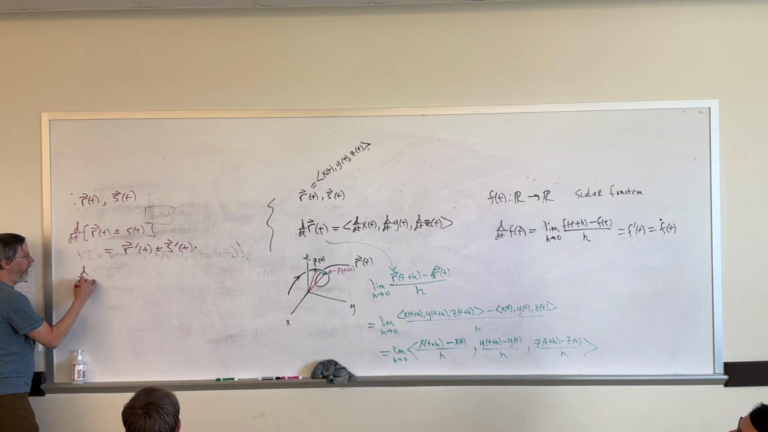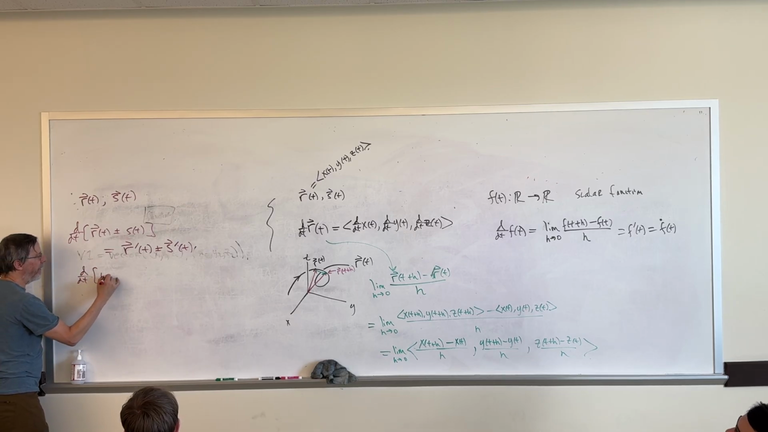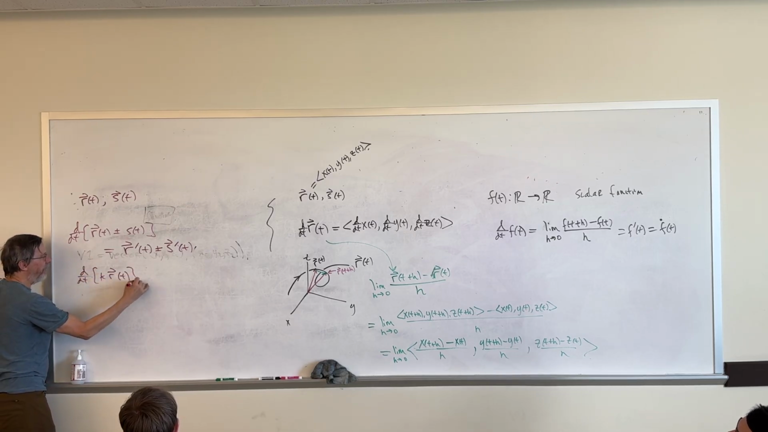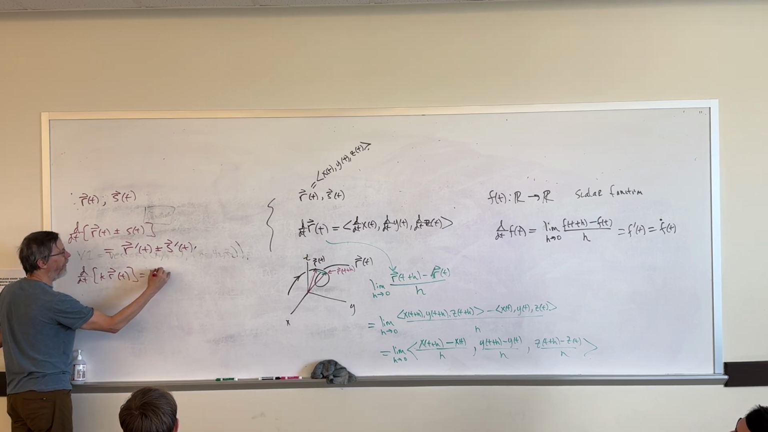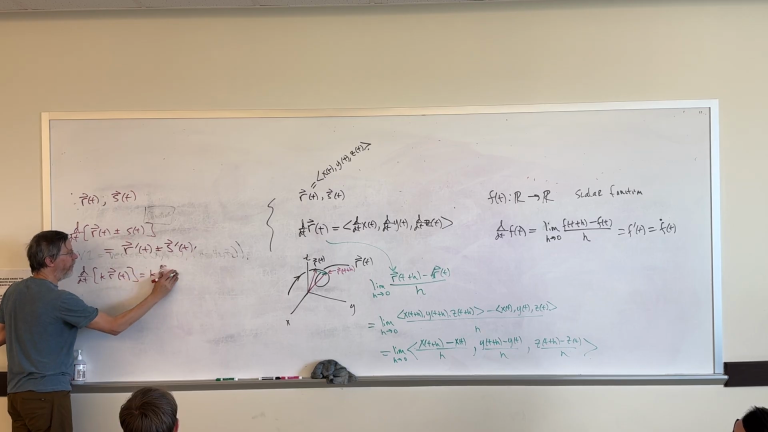Let's see, so also d/dt of a scalar multiple of one of these functions, the scalar comes out front. And I don't need that anymore. Let's put r prime of t.